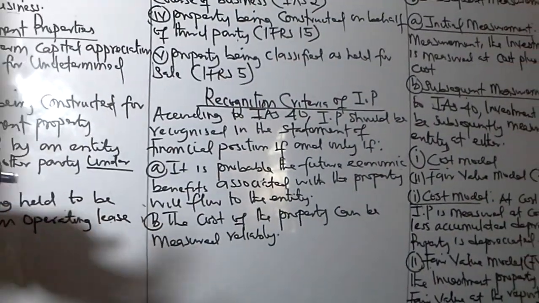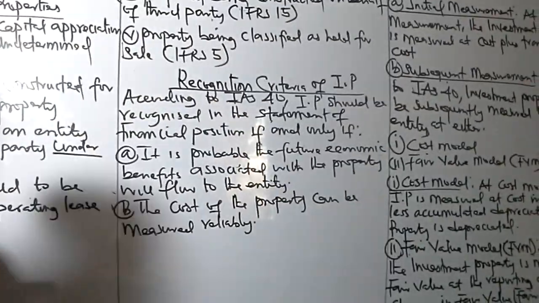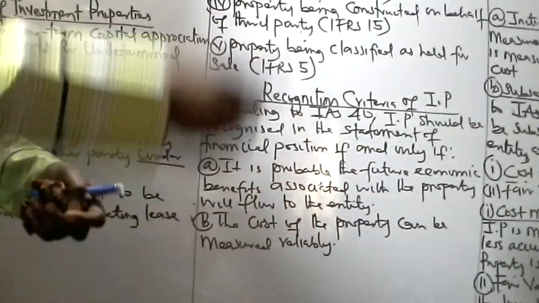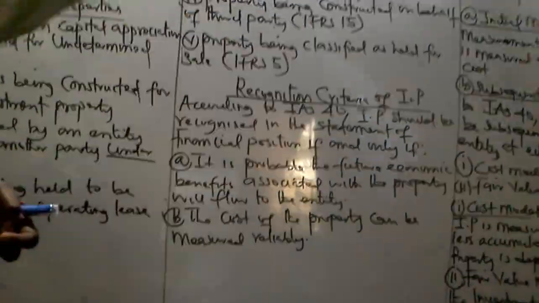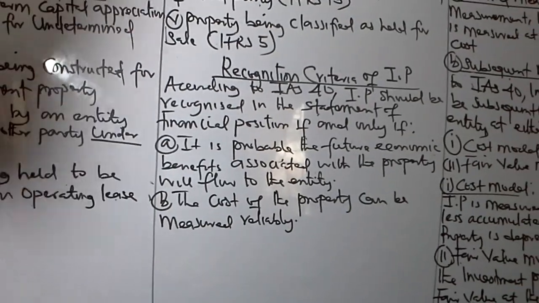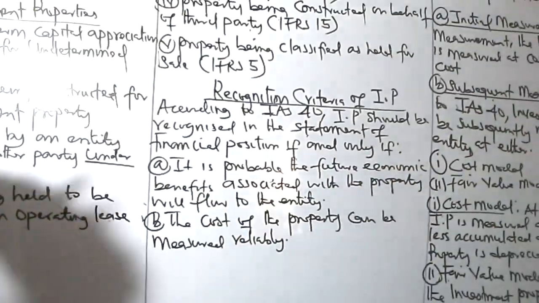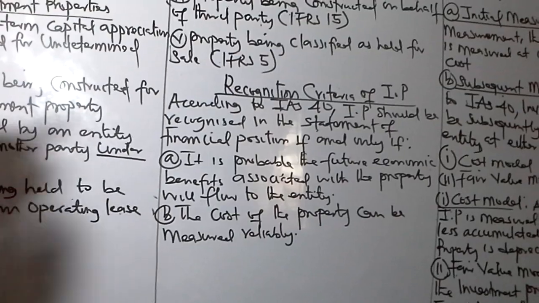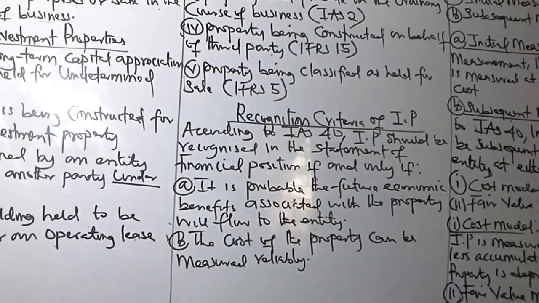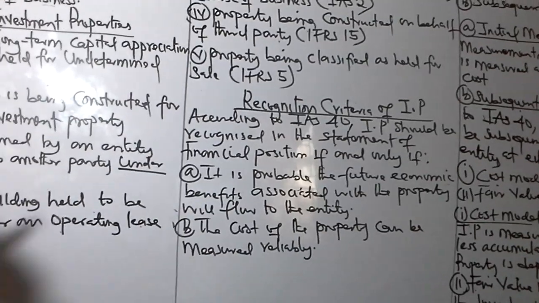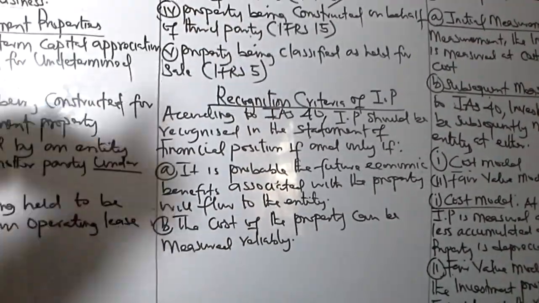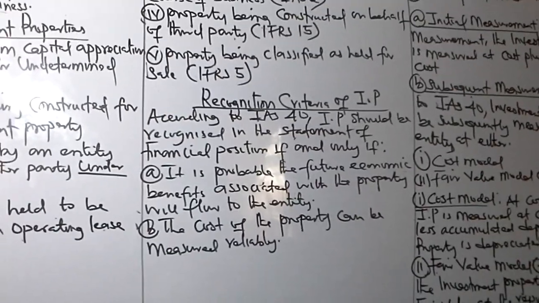Recognition, according to the conceptual framework, is the process of incorporating an element of financial statement in the books of accounts. Is that clear? So now, what are the conditions that must be fulfilled before an entity will recognize an investment property, that is, bring it into their account as part of their tangible non-current asset?